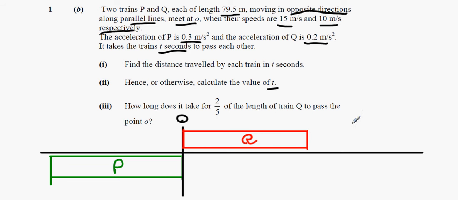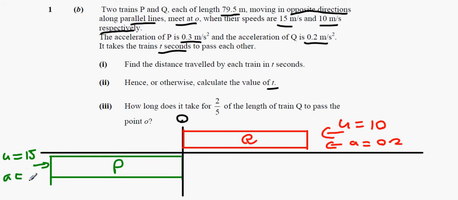Okay, let's write down information about Q. Let's say Q is going at 10. So Q is the second set of information, so U equals 10, and its acceleration is 0.2. For P, U is going to be 15, acceleration is going to be 0.3. And then it takes t seconds for the trains to pass each other.